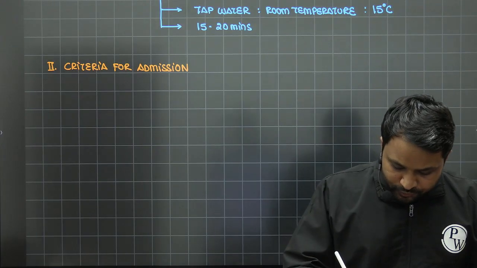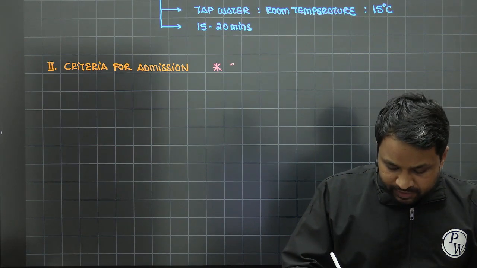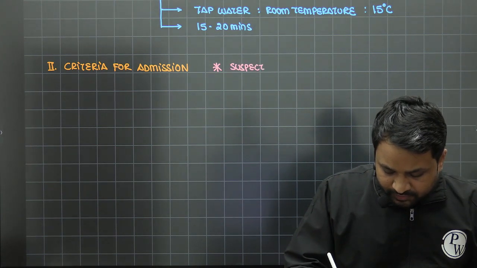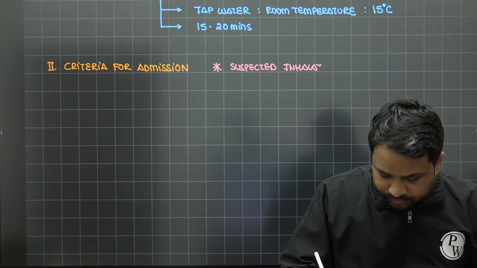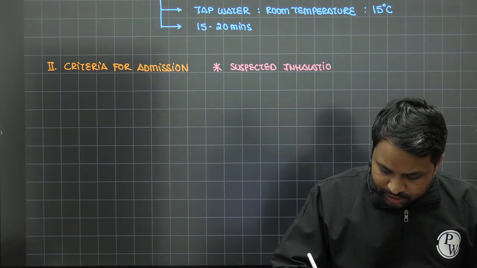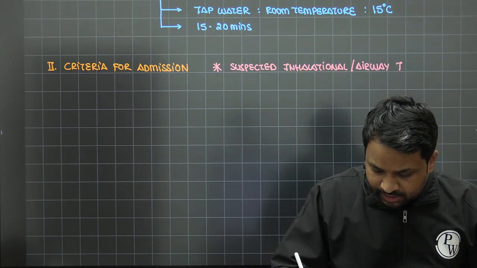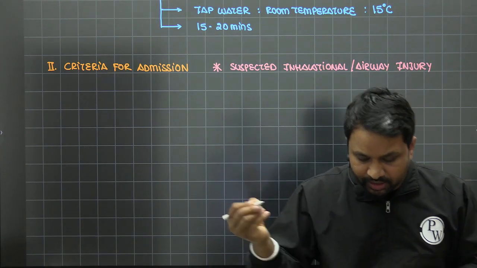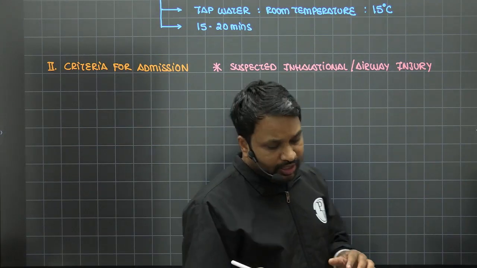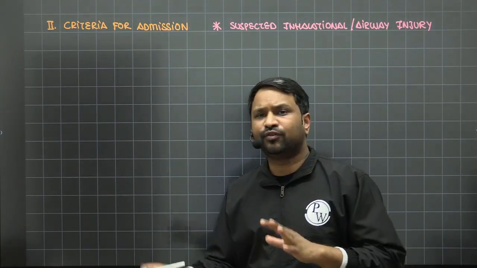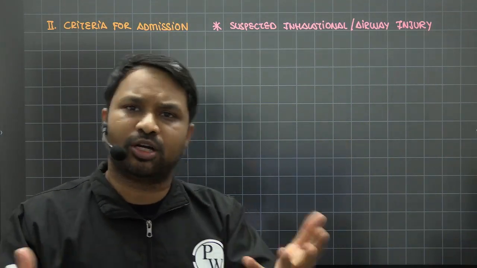Now, the first criteria that I can list for the admission is if there is a suspected inhalational injury. In simple words, I am saying if it is associated with an airway injury, right? So if there is a suspected inhalational or suspected airway injury, that is the first criteria for admission. The concept of admission is quite simple. If a patient cannot be managed at home, you have to keep him in the hospital. It is as simple as that.